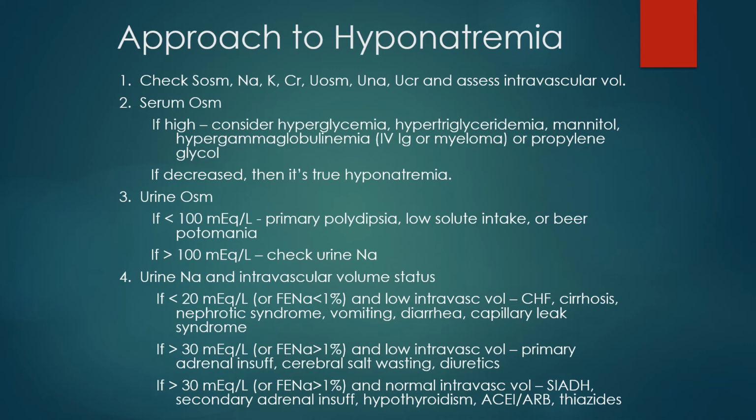If the urine sodium level is high and intravascular volume is down, then primary adrenal insufficiency, cerebral salt wasting, and diuretics, where you have renal wasting of sodium, should be considered. If the urine sodium level is high and the patient appears euvolemic, SIADH, secondary adrenal insufficiency, hypothyroidism, ACE inhibitors or ARBs, and thiazides should be considered. Most patients with euvolemic hyponatremia excrete sodium and chloride that reflect dietary intake, so sodium will be greater than 30 and the fractional excretion of sodium greater than 1%.